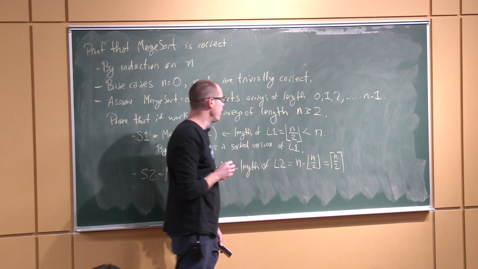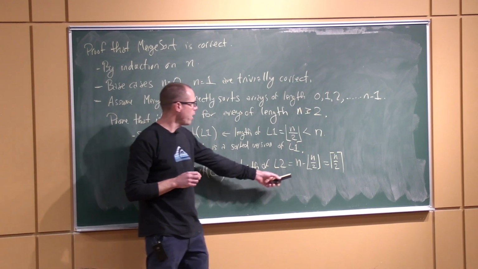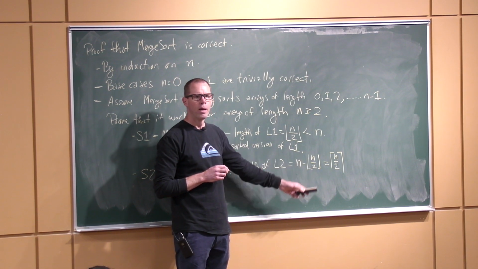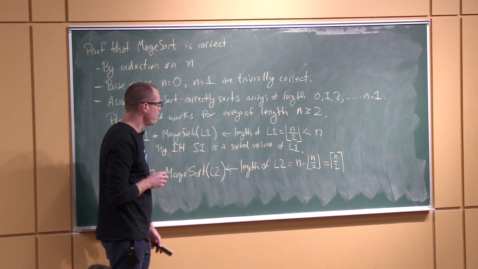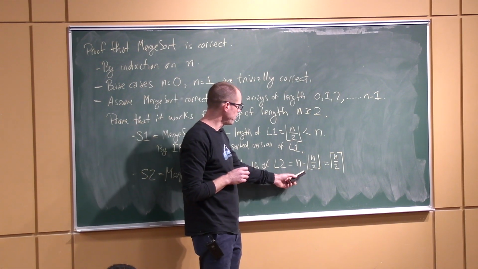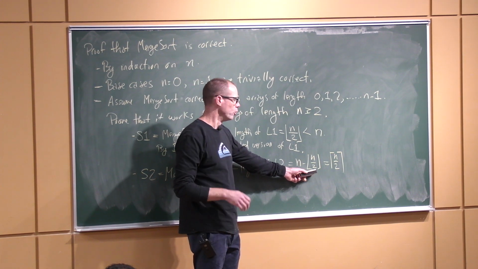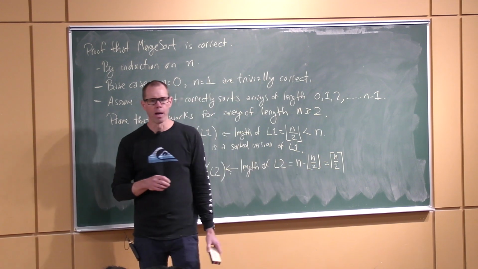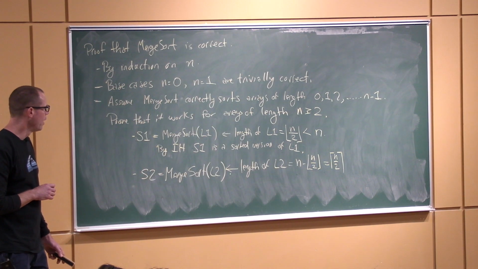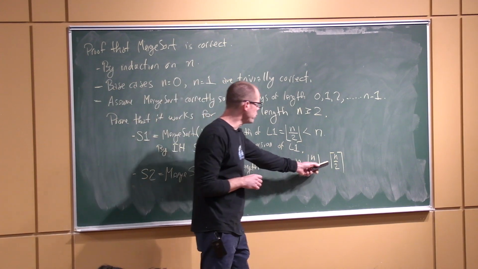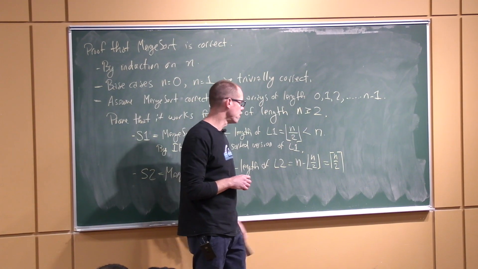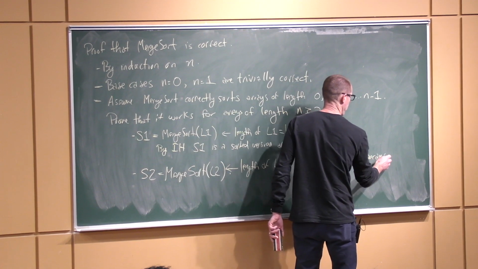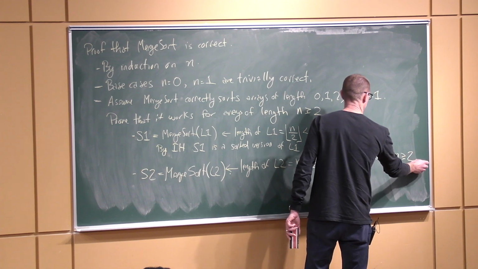And you can check that if n is even, then taking the floor doesn't matter. n over 2 is an integer, and this is just n minus n over 2. And if n is odd, then taking the floor here means you lose a half, and then taking the ceiling here means you gain the half back. Okay. All right, so this is the ceiling of n over 2. So this is less than n because n is bigger than or equal to 2.